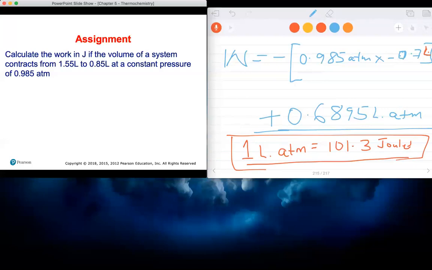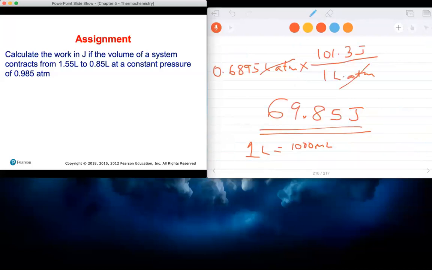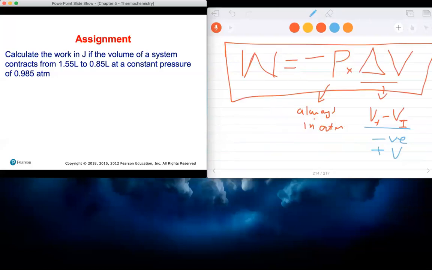All right, so that is what we are supposed to do in this. Remember, PV work. That's what I want you to know, where we are in the internal energy.